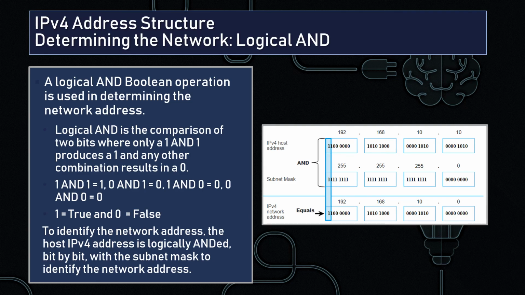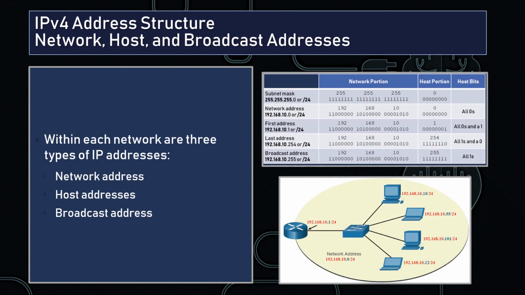So here we see the logical operation that I was just talking about for ANDing. When we have a 1 and a 1, that brings us a 1. Anything else brings us a 0. And this preserves only the network portion that lines up with the subnet mask. So within each network are three different types of addresses: host addresses, which are the bulk of them, network addresses, and broadcast addresses. Usually when we're defining a network, we'll show the subnet mask, the network address, the broadcast address, and the last and first host.